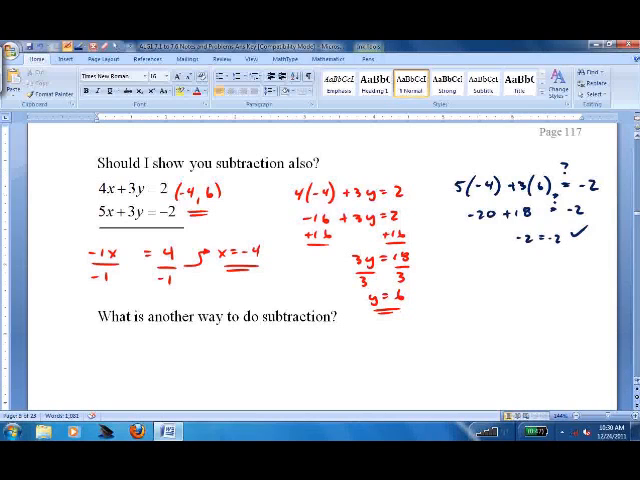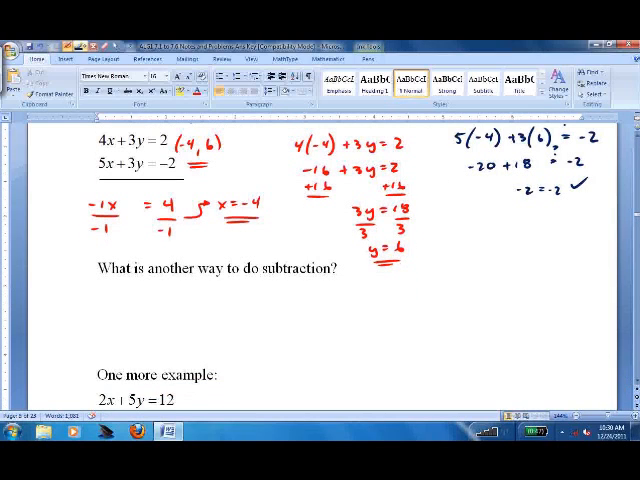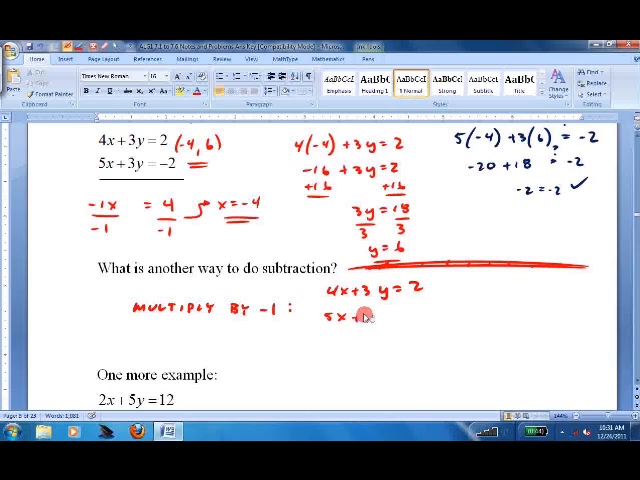Looks good. Well, another way to do subtraction is what I'd actually recommend. I don't like subtracting. I'll get halfway through the problem and I'll start adding because I forgot that I'm subtracting. So I just like to do adding all the time. Another way to do subtraction is just multiply by negative 1. So for example, we had 4x plus 3y equals 2 in the previous problem, and then we had 5x plus 3y equals negative 2. Let's just multiply the bottom one by negative 1.